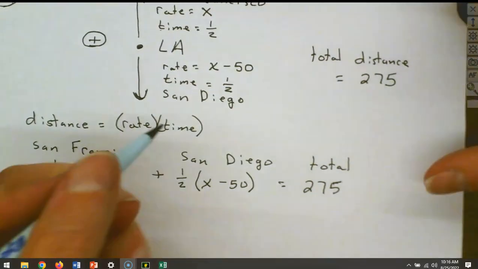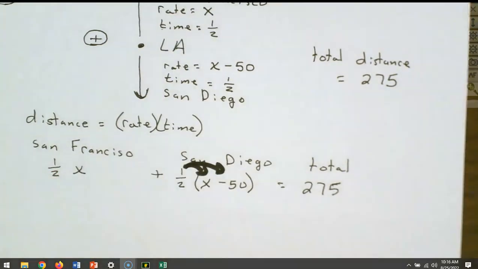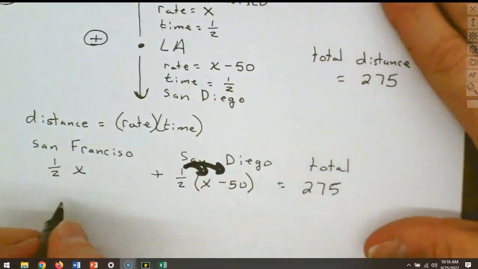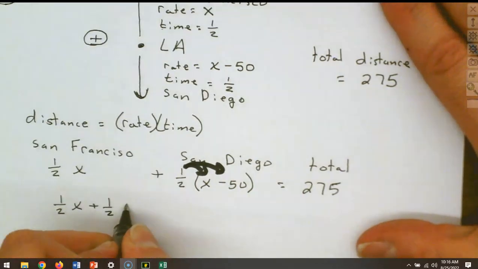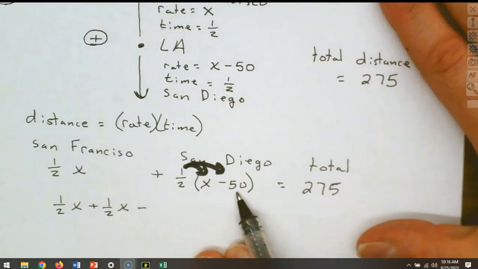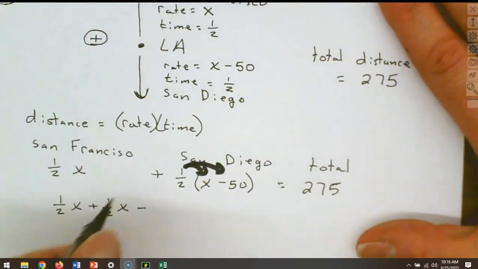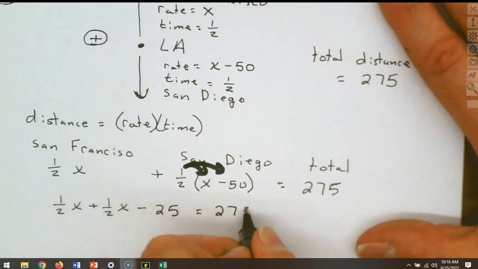Distribute that 1/2 through. So make sure you use parentheses and distribute it through. And now we get 1/2 x plus 1/2 x. And then what's half of 50? Well, half of 50, when we distribute it through, is that 25. So that's a minus 25. That equals 275.